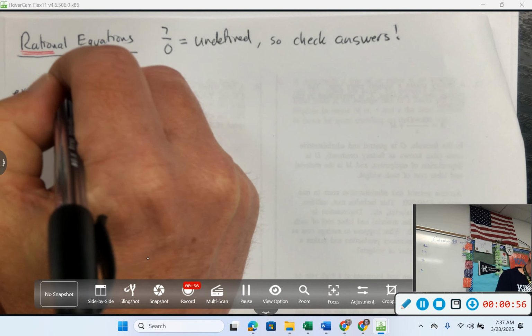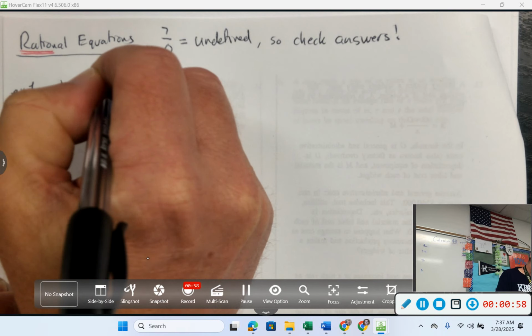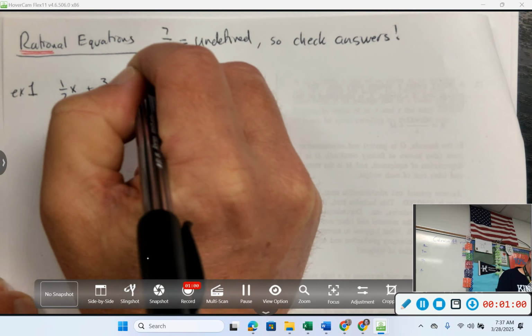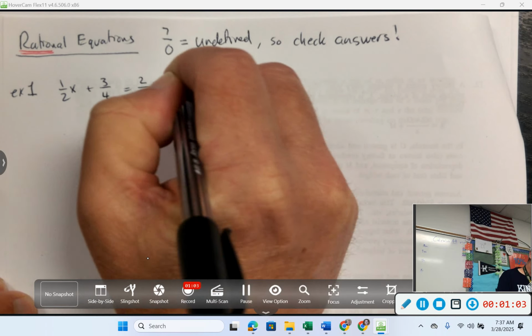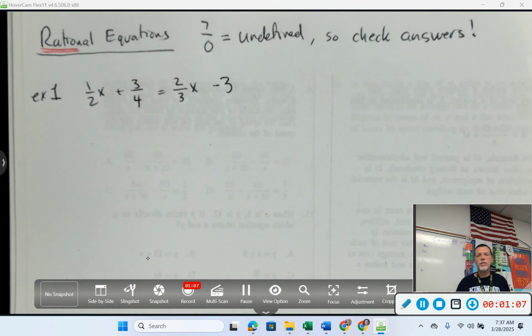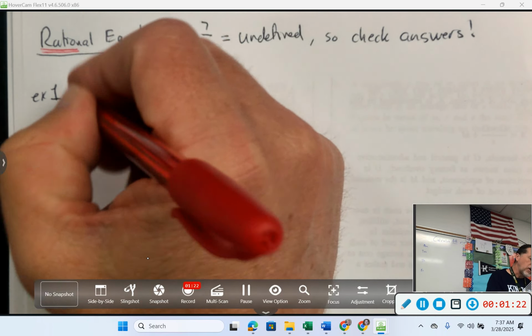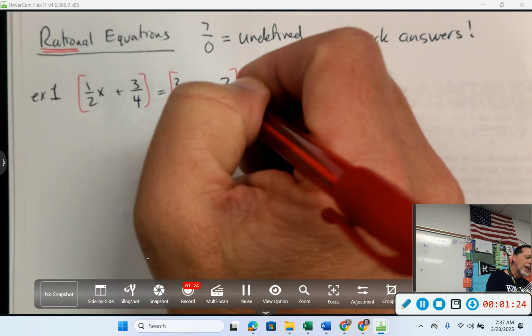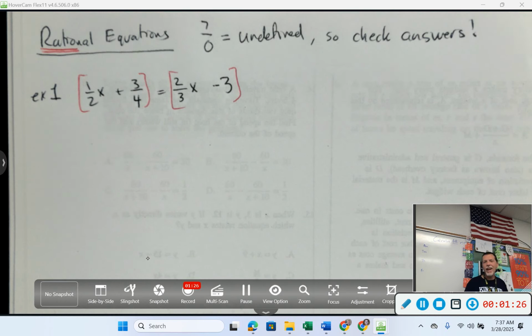Okay, example 1. 1/2 x plus 3/4 equals 2/3 x minus 3. A couple ways to do this, but I'm going to do it the same way every time, the way I like to do it, because, hey, I'm the teacher, I get to make the decisions here. If you want to do it a slightly different way, you can. I think my way is better, and I'll tell you why.